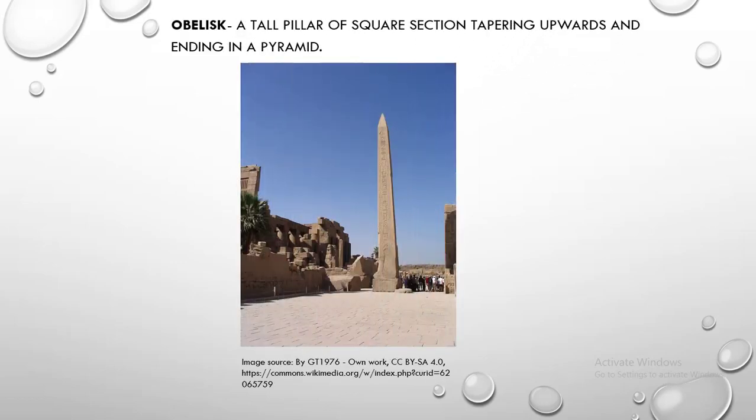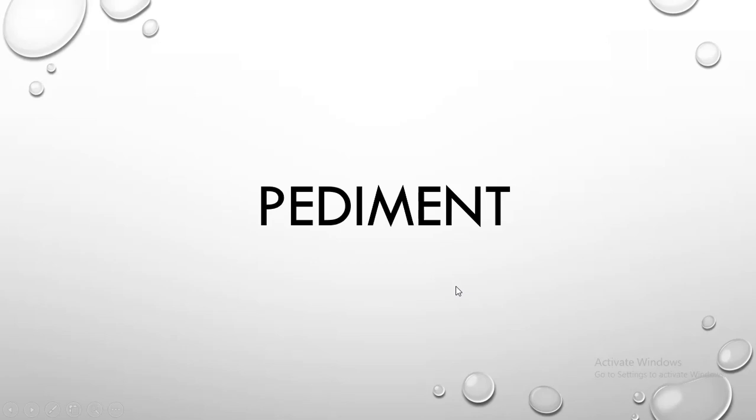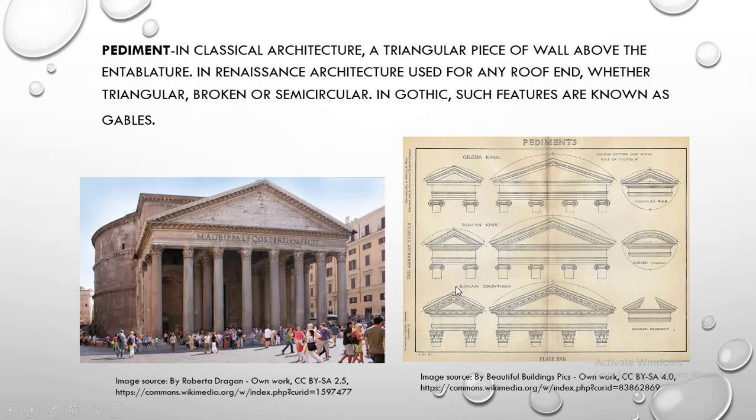Obelisk. Obelisk is a tall pillar of square section tapering upwards and ending in a pyramid. Octostyle. Octostyle is a portico with a range of 8 columns. Pediment. Pediment is, in classical architecture, a triangular piece of wall above the entablature. In Renaissance architecture used for any roof end, whether triangular, broken or semicircular. In Gothic, such features are known as gables.